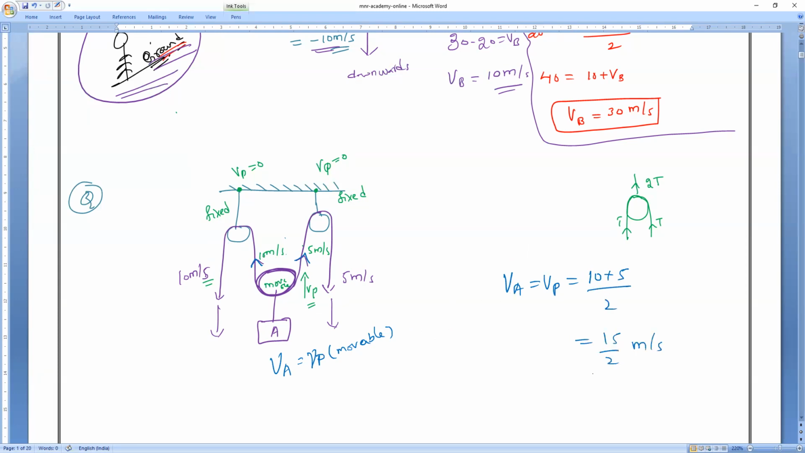15 by 2 meter per second, which is equal to how much? Velocity of object A, which is equal to how much? 7.5 meter per second. So that is how we have to find it. Everybody clear?